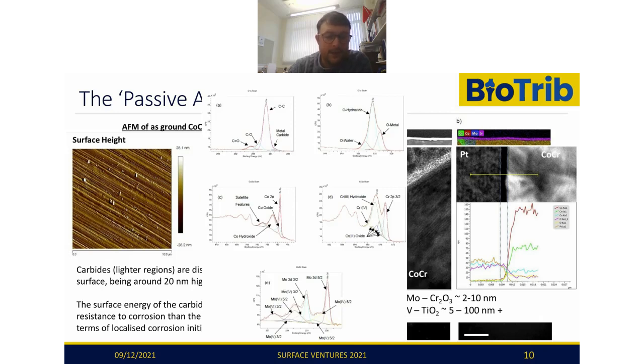And again, using XPS, we can look at that surface oxide formation, and we can see that it's a mixture of hydroxides, ultimately because of the grinding process that we've used, but it also contains cobalt oxides, moly oxides, as well as predominantly chrome oxides. And again, we had confirmation of the metal carbides within that surface as well.